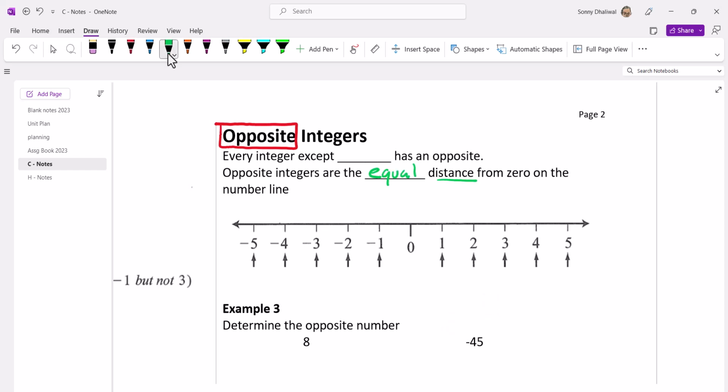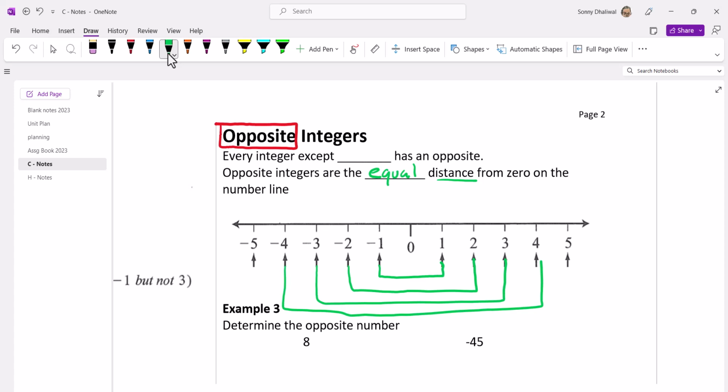So the word opposite just means it is the equal distance from 0. So these two are opposites, -1 and 1. -2 and 2 are opposites. -3 and 3 are opposites. -4 and 4, -5 and 5. All of these are opposites. So every single integer has an opposite, except for 0.